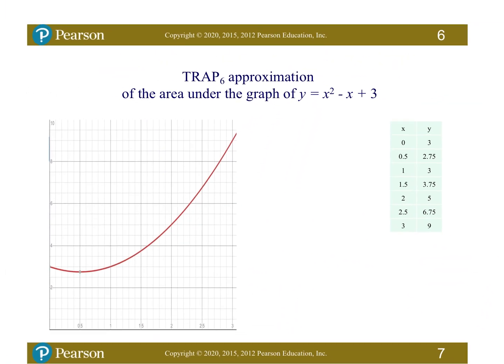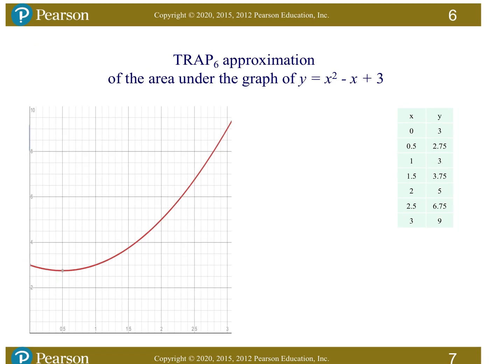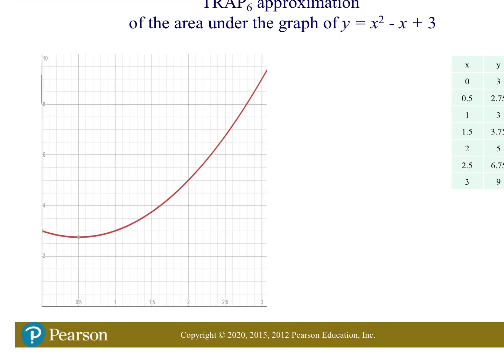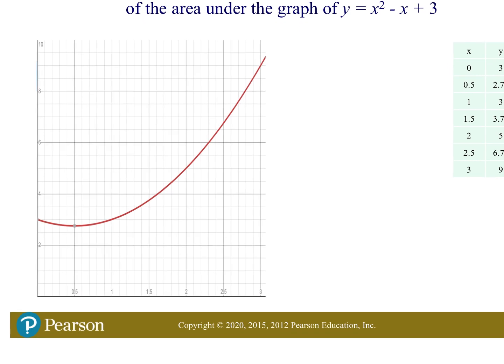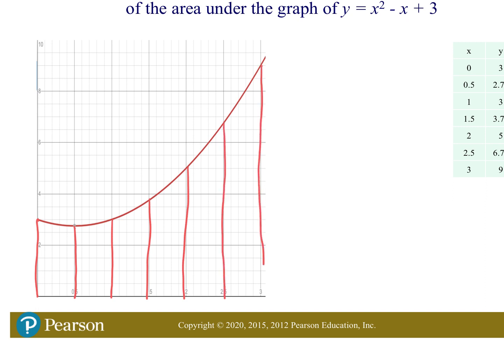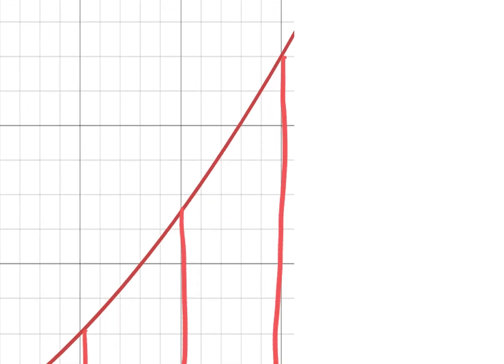All right, so you've seen this graph now. It's our third day in a row of doing the same graph. The first day we did it with LRAM and RRAM. And the second day we did it with MRAM. Today we're going to do it with traps. So go ahead. We're going to do 6 traps. So go ahead and subdivide this. In order to do 6 traps, we need 7 data points. Okay, and then do your best to draw the top of each trapezoid.